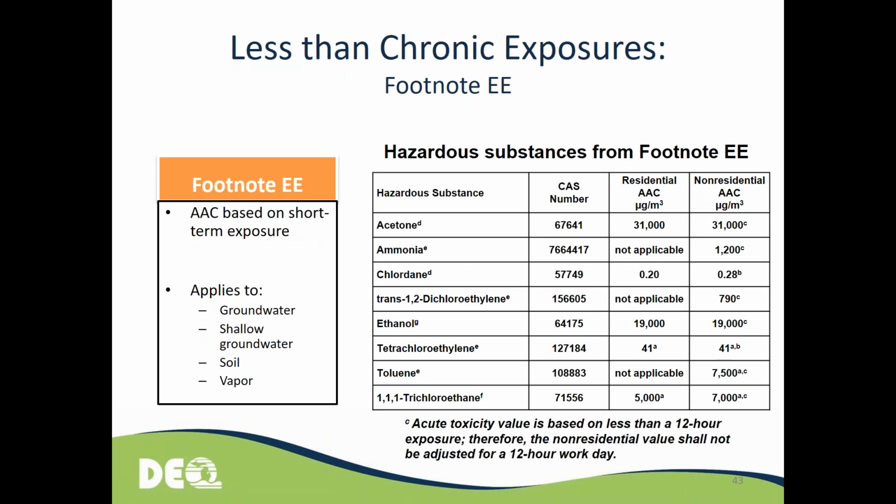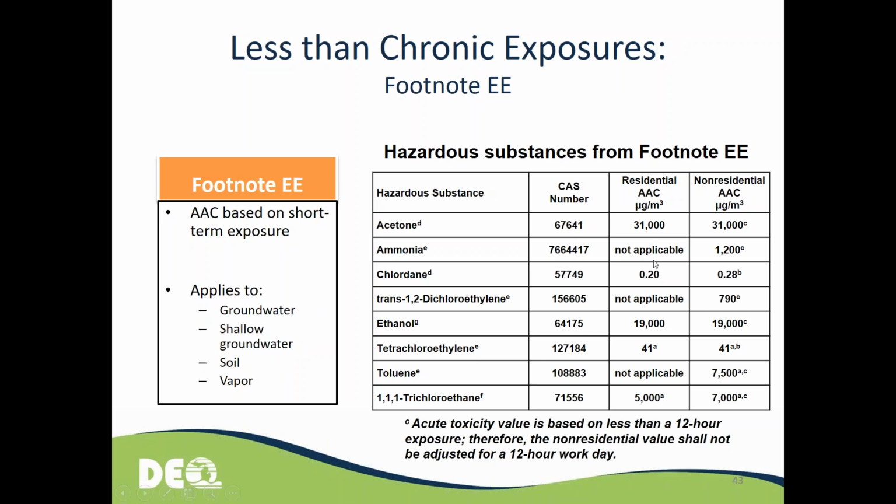Footnote EE lists a bunch of acceptable air concentrations for both residential and non-residential scenarios. And the values are actually listed in this footnote because they're not calculated based on the equations of Rule 27. If you see a value here for residential or non-residential, they may not be the same, as is the case for chlordane. You would use that value as the health-based value in the equations. And in terms of footnote EE, this would apply to all the different parts of the VIAP: the groundwater, shallow groundwater, soil, and vapor.